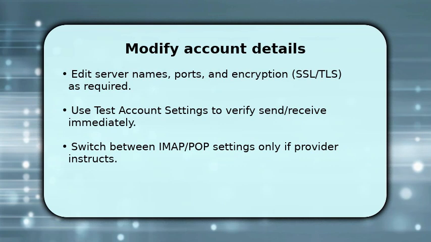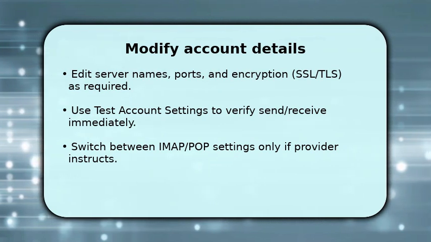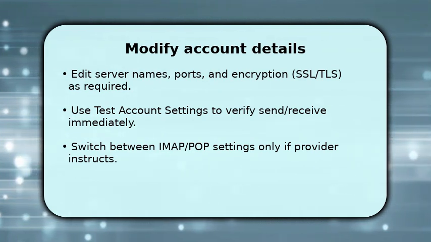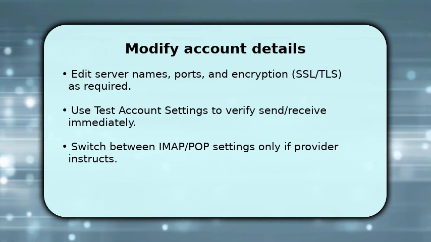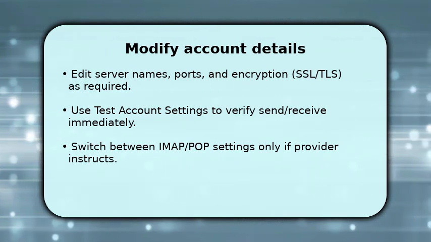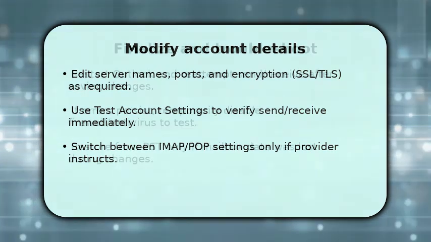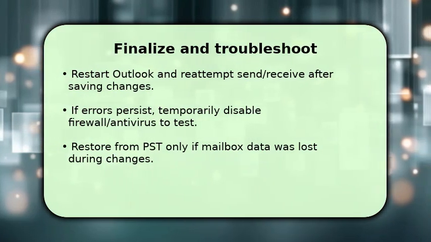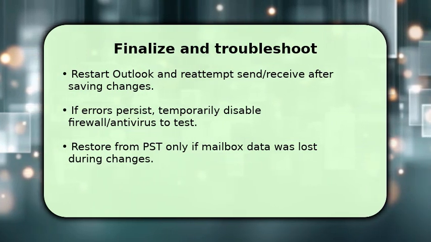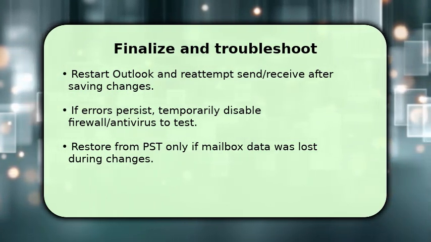Once set, use test account settings so Outlook attempts log on, send, and receive operations. Watch for specific error messages. If you must change account type from POP to IMAP, understand mailbox differences. Finish by saving all changes and restarting Outlook. Then run a send/receive cycle to confirm functionality.